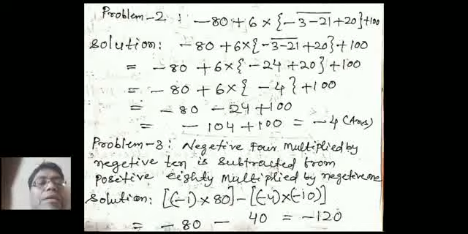Third problem. Negative 4 multiplied by negative 10 is subtracted from positive 80 multiplied by negative 1. So this is the solution. It is given subtracted from positive 80 multiplied by negative 1, so first write that one: minus 1 into 80 in the square bracket, and negative 4 multiplied by negative 10, so minus 4 into minus 10, put in bracket. Now simplify, so minus 80 minus 40, answer is minus 140.